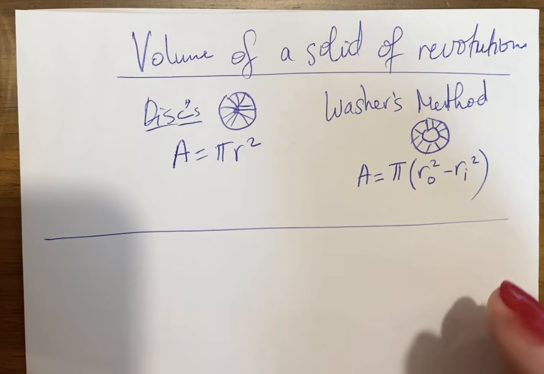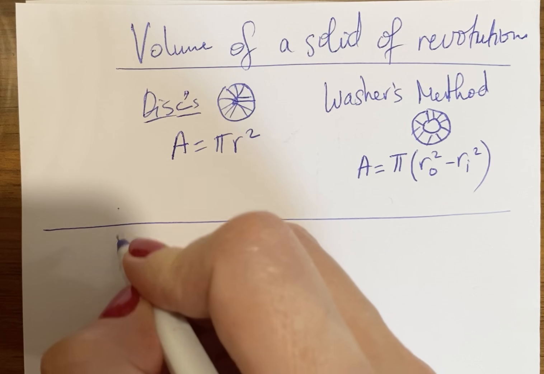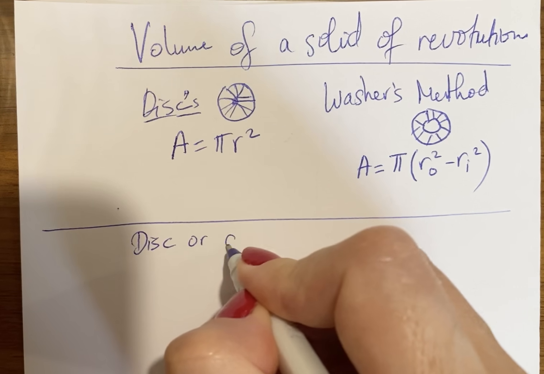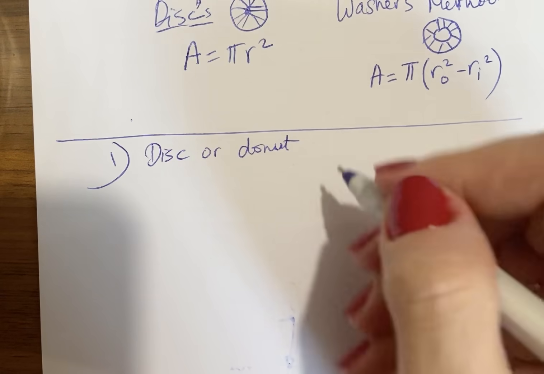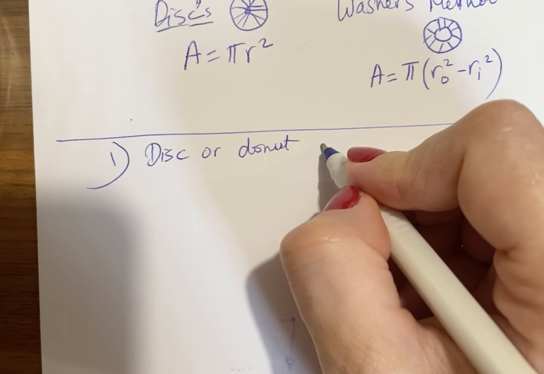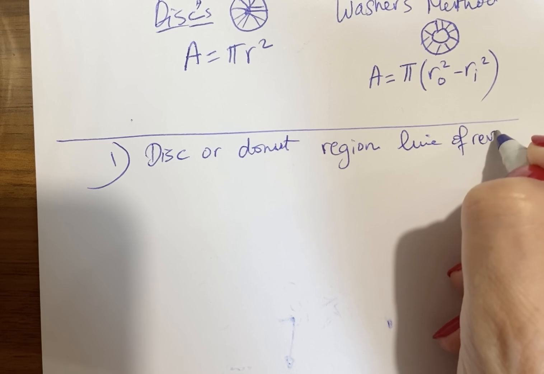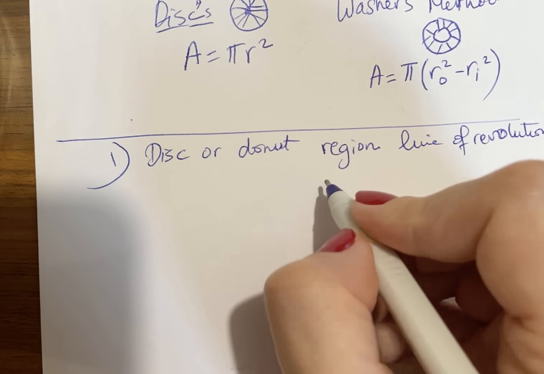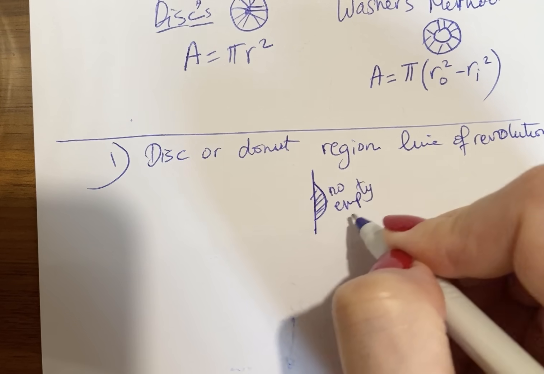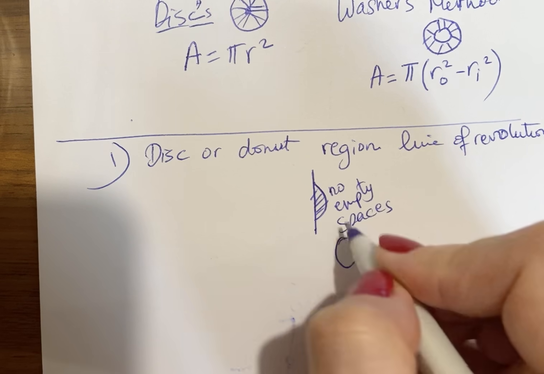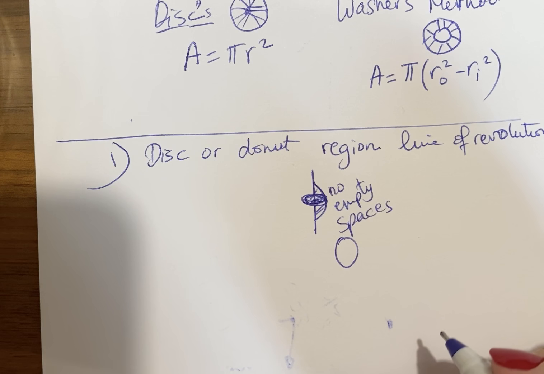So now what we need to decide before doing a volume of a solid of revolution, is it a disk or a donut? That's the first question you ask. To know if it's a disk or a donut, what should you do? You should look at the region you are rotating, and you should look at the line of revolution. If the region is stuck to the line of revolution with no empty spaces, this forms a disk, because then you will rotate, you get what? A disk that is full completely.